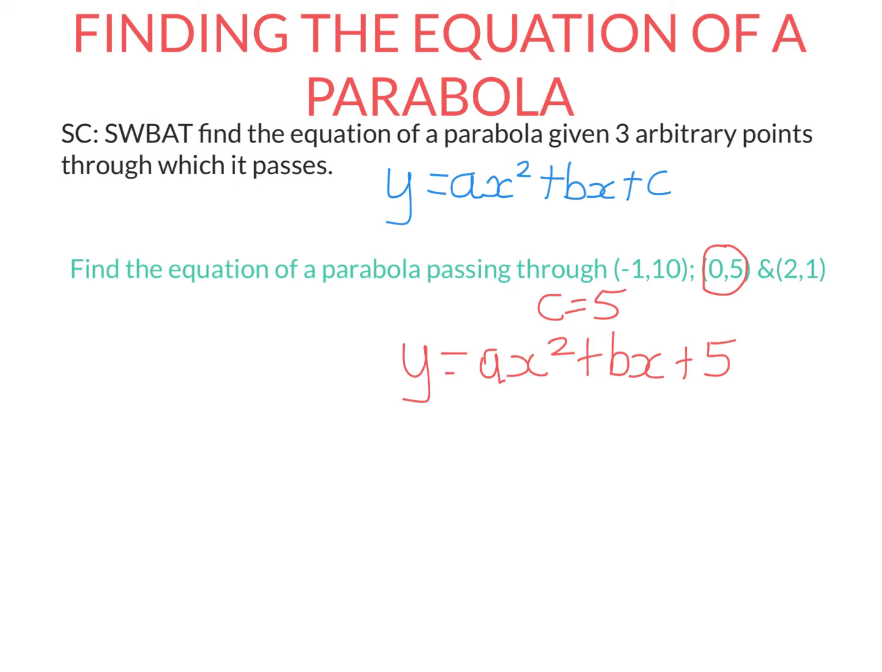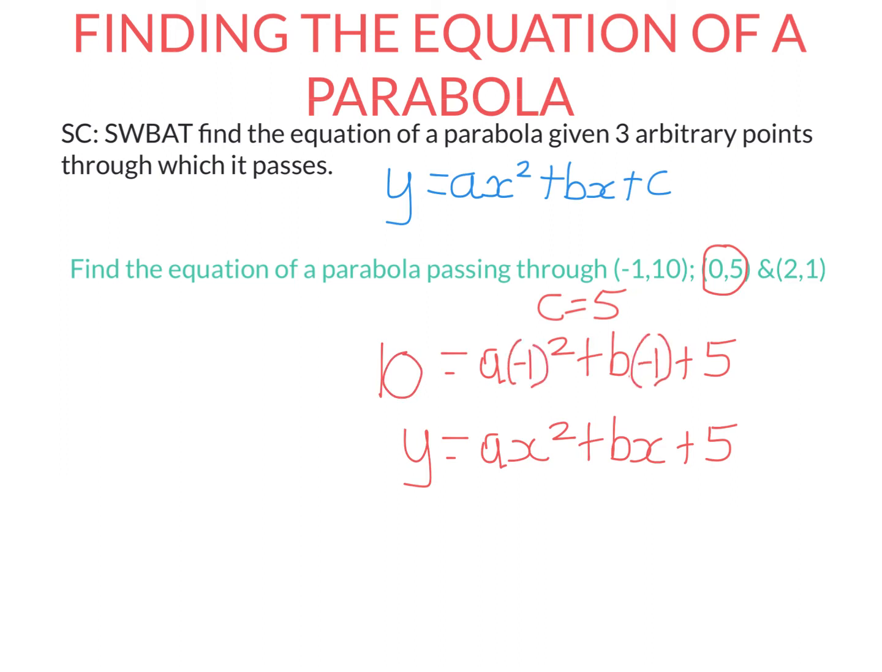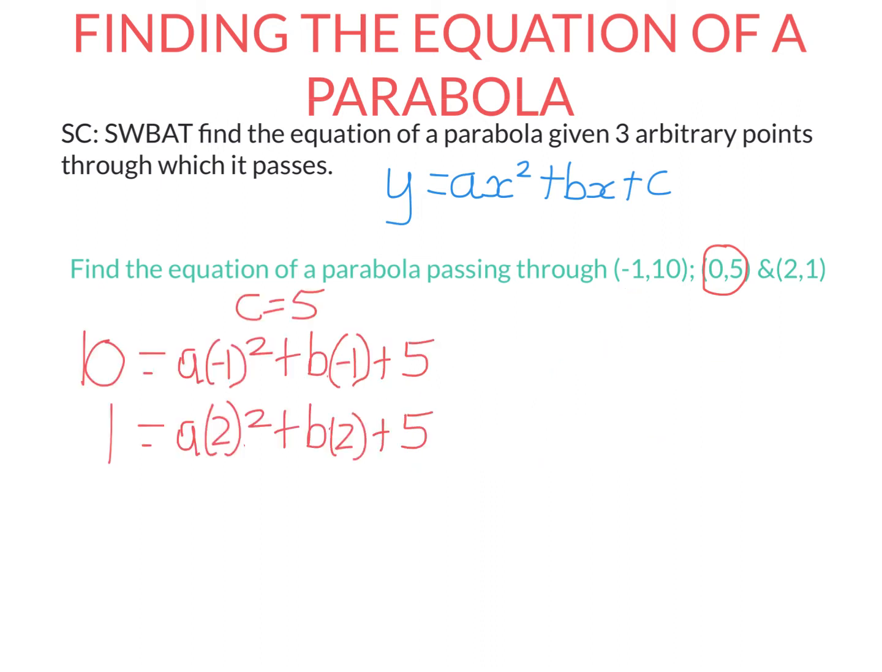So I know c. What I'm going to do is form one equation from this point, one equation from this point to find a and b. So substituting in the point -1, 10, what that means is I'm going to rub out y and change it to 10, and then I'm going to change these x's to -1. And I'll do something similar here. Here I'll substitute in the point 2, 1. So I will change y to 1, and I'll change all the x's to 2. So now we have two equations and two unknowns a and b.